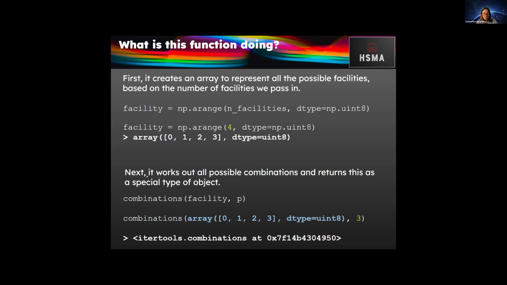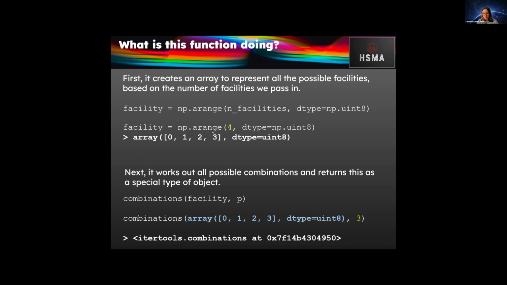And then we have the section where we work out all of the possible combinations. So here it's just passing in to the combinations function from the itertools package, itertools, not quite sure how to pronounce that, but it's iterative tools. We pass in our facility array, and we pass in how many sites should be in each of the solutions. So effectively what we're passing in to this combinations function is our array, including what data type it is, and how many sites we want to place in each case.